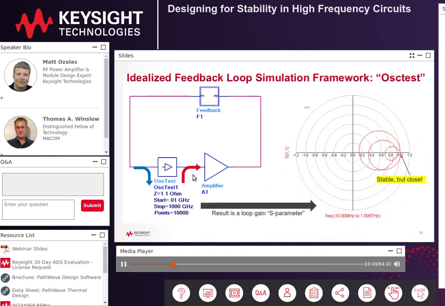When I apply the OSTest component to this network and do a very broad frequency sweep, then S11 represents the loop gain between the breakpoint. And I can evaluate stability by looking at the number of clockwise encirclements around 1. Those will represent the right half plane zeros in the denominator. So for this case, the loop gain does not encircle 1, so the system is implied to be stable.